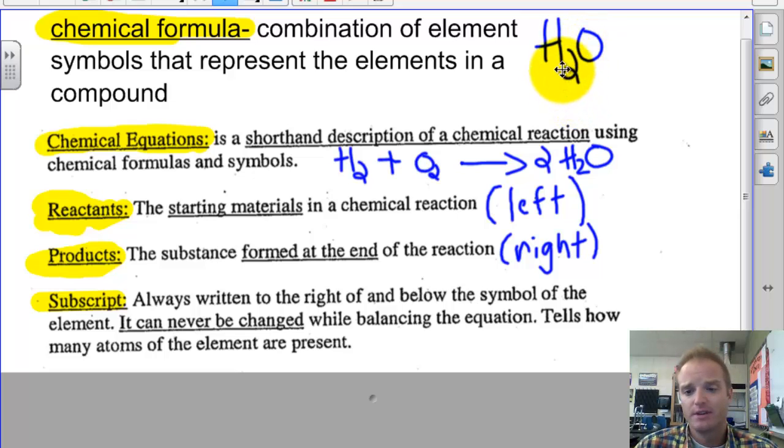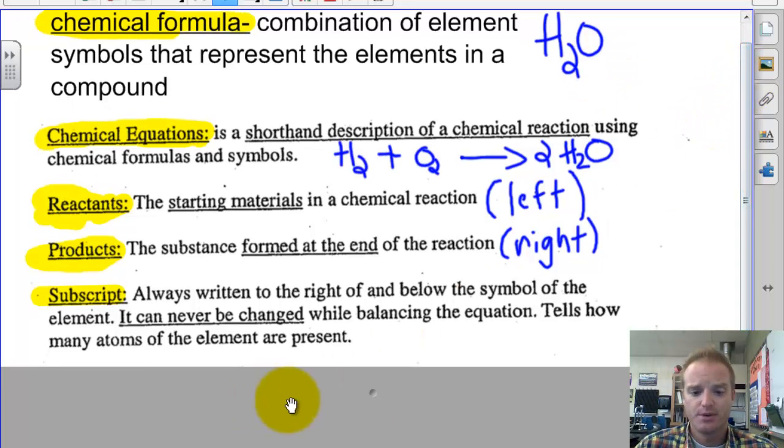And when we're writing these, you don't see a 1 here after the O for oxygen. We assume if you can see the element present, you have at least 1. So it's assumed it's there, even though you can't see it. So there is 1 oxygen atom. We never write that subscript for it.